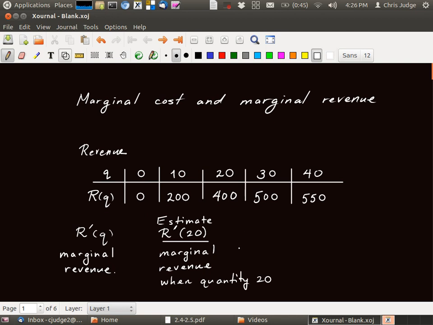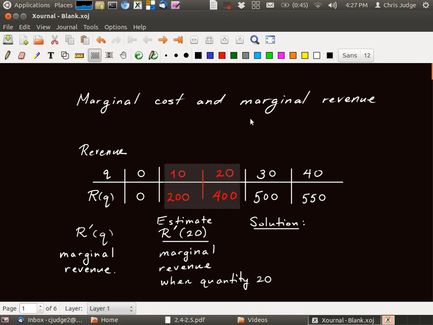Okay, so how should I compute this using the table? The solution for the estimation problem is to take the average rate of change over first the interval between 10 and 20. So I'll take 400 minus 200, divided by 20 minus 10. That'll give me the average rate of change over the interval 10 to 20. That's 200 divided by 10, so that'll be 20. That kind of makes sense, we already thought of the price as being 20.